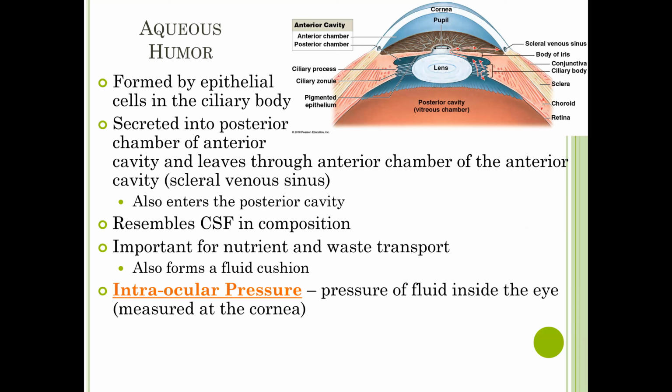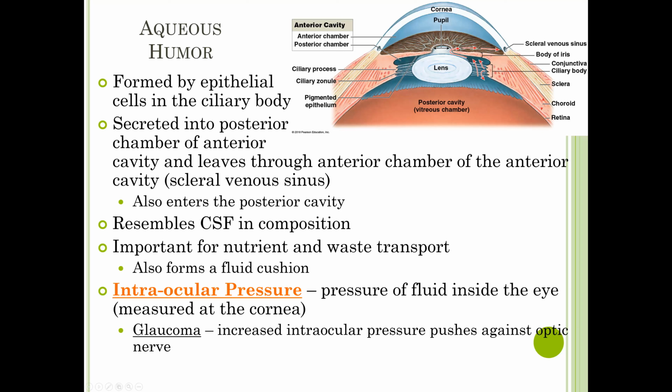Because we have fluid in our eye, we can measure what is called an intraocular pressure, which is the pressure of the fluid inside the eye. And when you go to the eye doctor, they usually measure this at the level of the cornea. So they measure the amount of pressure of the fluid pushing up against the cornea. The reason why it's important to have your intraocular pressure monitored is because if it is too high, it actually has nowhere to go because of the thick fibrous outer layer of the eye.